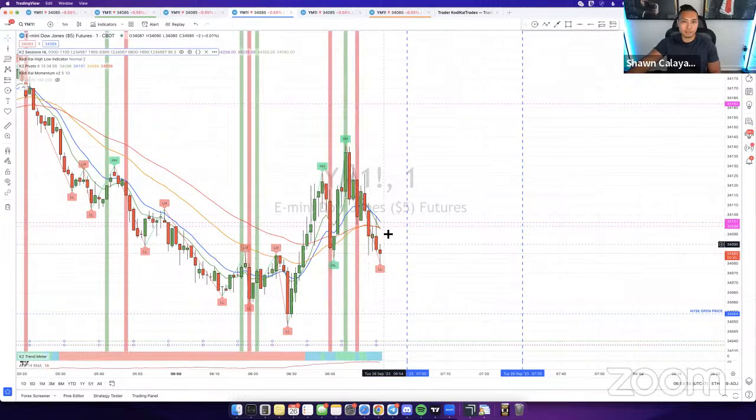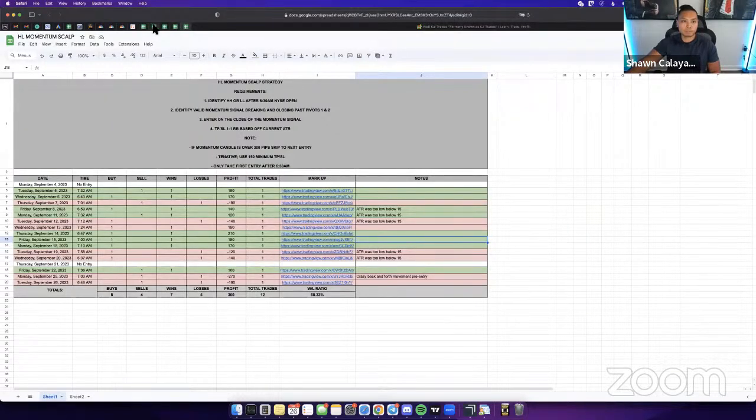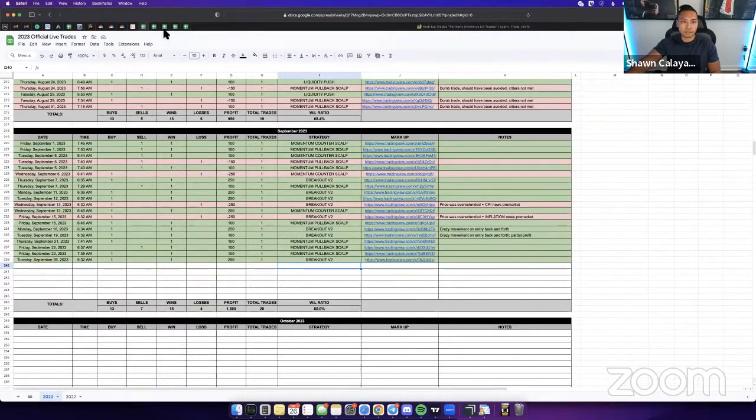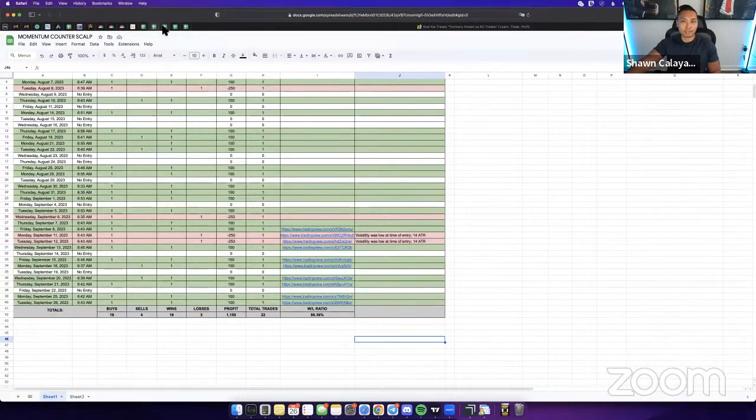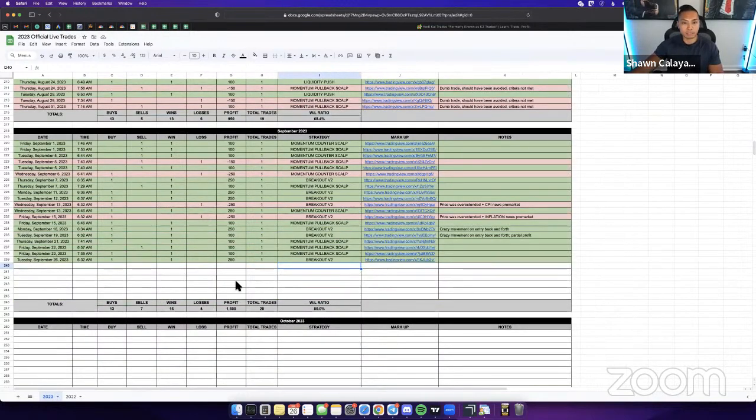If I'm telling you that I'm taking the entry, for example, the main ones that I'm taking would be the breakout V2. That's the one I took today. And then the momentum counter scalp, if I'm able to catch it. Unfortunately, I missed it today, but it did play out and hit full TP. So now we're looking for some momentum pullback scalps.